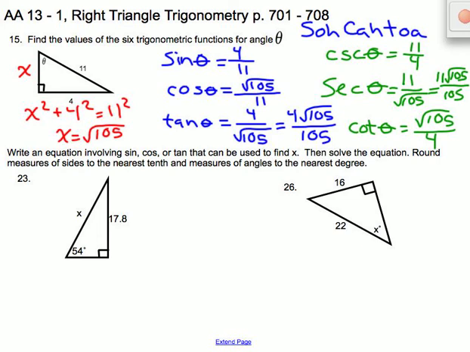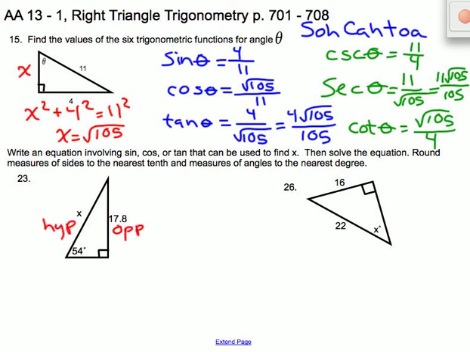Now when we look at problem 23 and 26 that's shown here, it says write an equation involving sine, cosine, or tangent that can be used to find x. Then solve the equation, round measures of the sides to the nearest tenth, and measures of the angles to the nearest degree. Always read your directions to see how they're going to have you do any rounding. So on this one, I am given the x. My angle down here is 54. The 17.8 is opposite. The x is the hypotenuse, as we said.